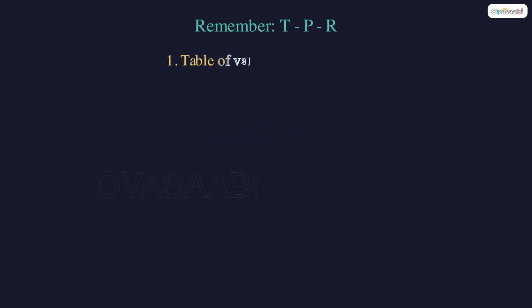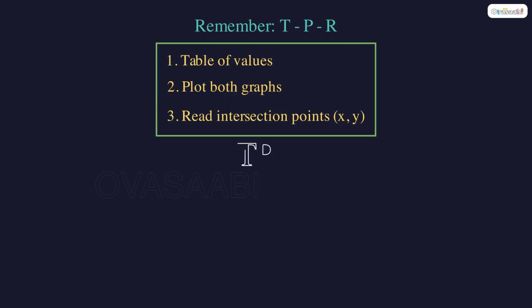Remember TPR. Table, plot, read. Make the table, plot both graphs neatly. Read the crossing points. Always give answers as coordinate pairs. That is your exam weapon.